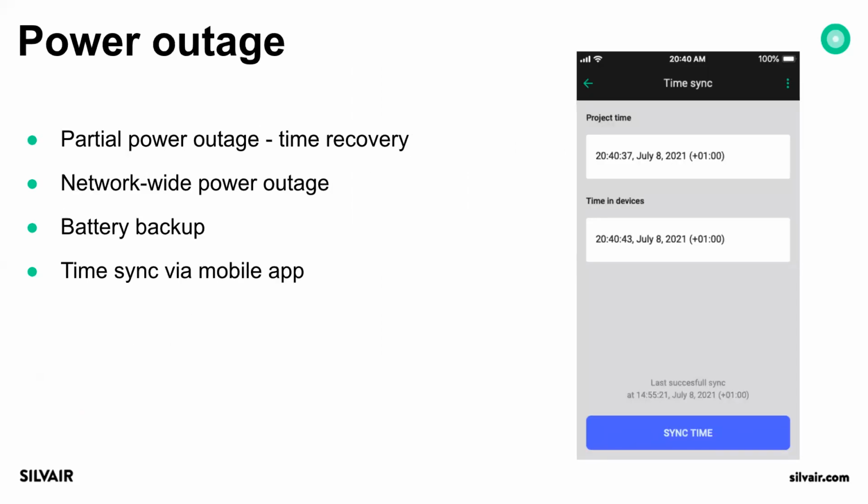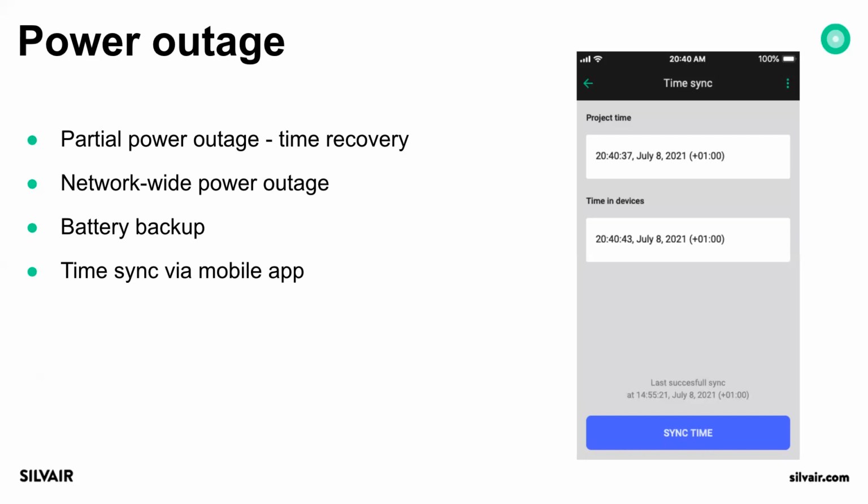Shortly about the power outage or power failure that is related to the battery backup and the real-time clock. I wanted to briefly talk about this situation that may happen in your project. We have two types of events. One of the events is a partial power outage, so a power failure that would happen only on a section of the project, for example a zone, a few zones, or one area, but the rest of the network would still be powered on.